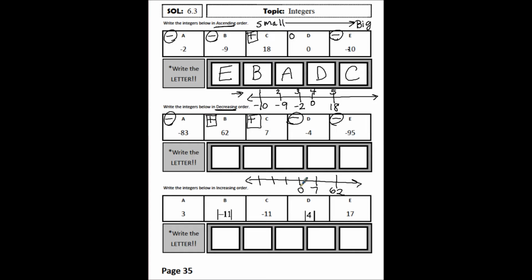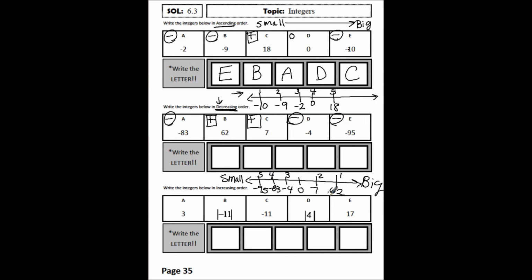Starting at 0 again, I'm going to count out, and I am going to get to that negative 4, then negative 83, then negative 95. Make sure you are counting out from 0. Now decreasing means that I'm going down from the biggest to the smallest. So I want to start with the bigger side of the number line, which is on the right, and then end up with the smaller side of the number line, which is on the left. So I'm going to number the integers that I'm ordering and put them in order.